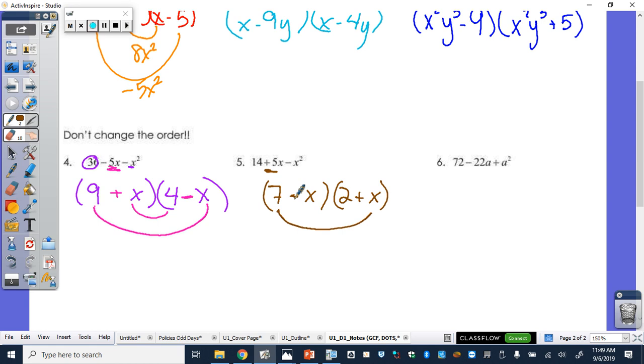All right, last one there, number 6. So I put my a's first. Positive at the end, a negative sign in the middle tells me they're both going to be negative, so that's at least a little bit easier than those other two that we had. We just have to think now of factors of 72 that add to 22.